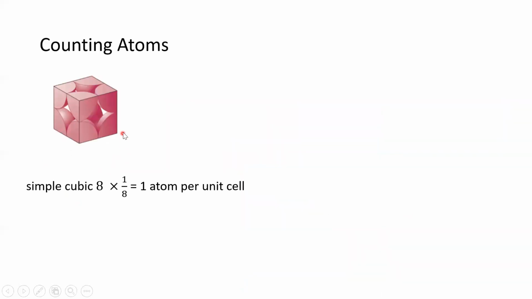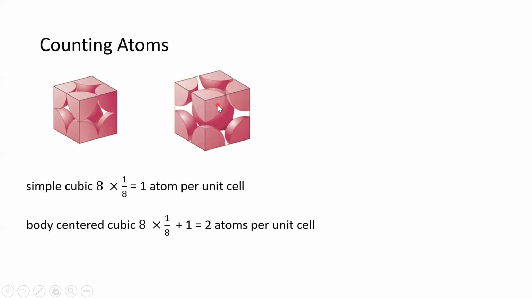So when we go to count atoms in a simple cubic, which is what we have here, we have eight corners, and 1/8 of each corner is in our unit cell. So we have one atom or ion per unit cell. If we were to look at a body-centered cubic unit cell, we have almost the same thing we had for the cubic, except that we also have that atom or ion in the center. So the total number of atoms that we would find in a body-centered cubic unit cell is two.